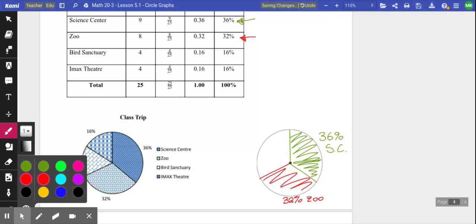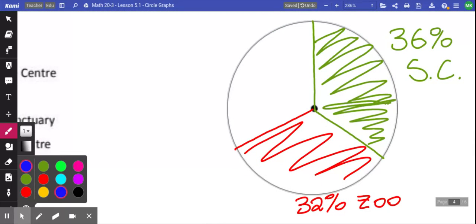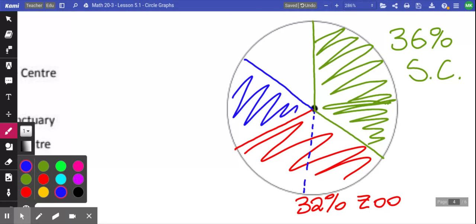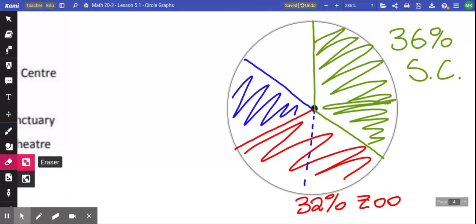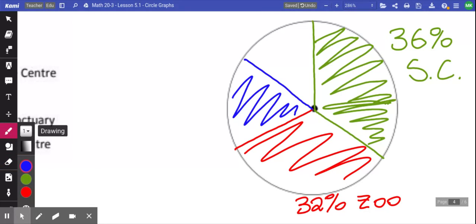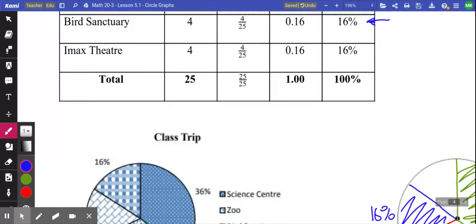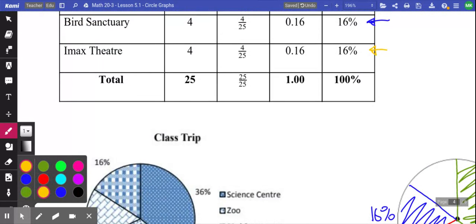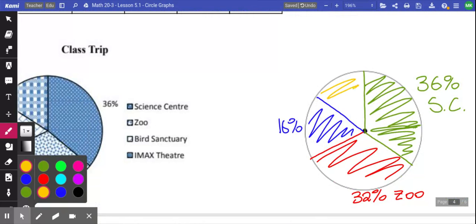If I then look at the next section, it's 16%, which is half of the zoo. So if my zoo was this big, I need a section that would be about half as big. So I would say that's about to there. And that would be about half the size of that red one. I'm just estimating, but I'm doing good estimations. This would be 16%. And my last chunk is also another 16%. So again, I should be having the same size piece of pie as the blue one.